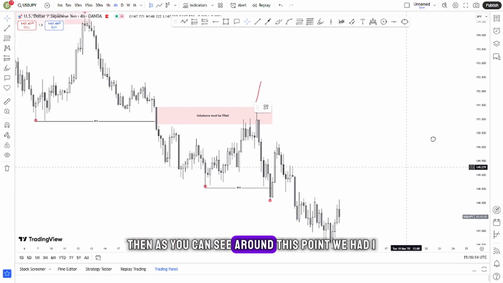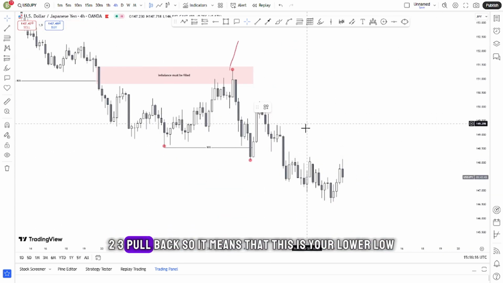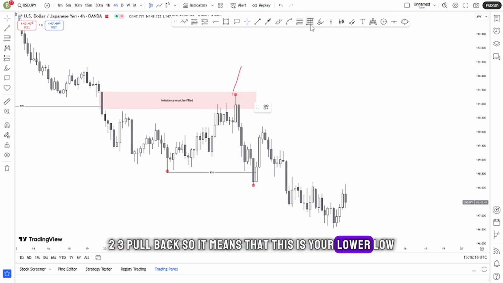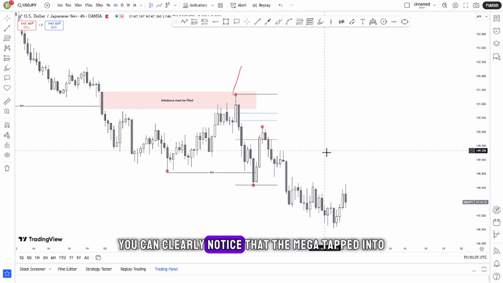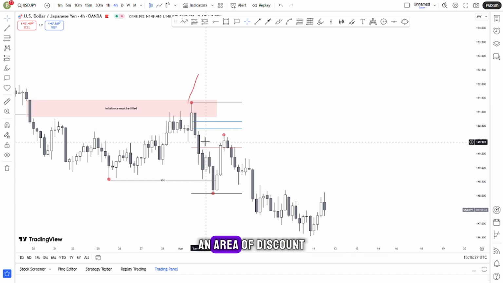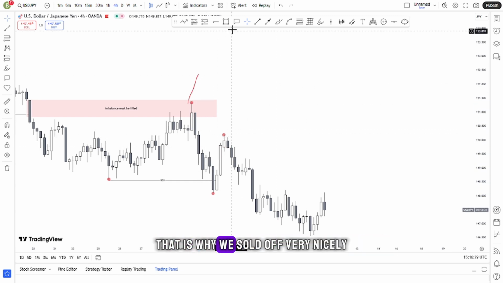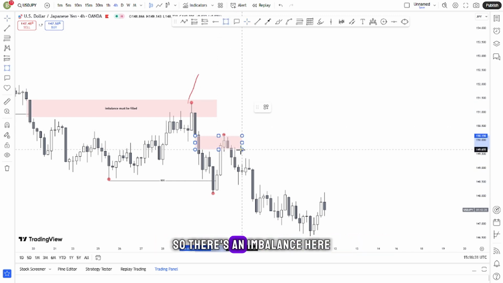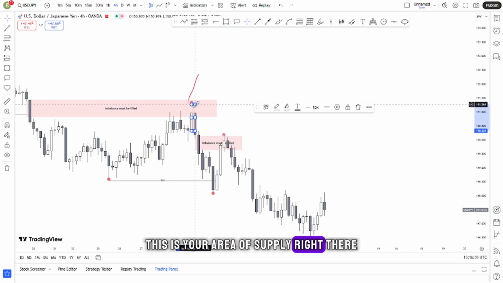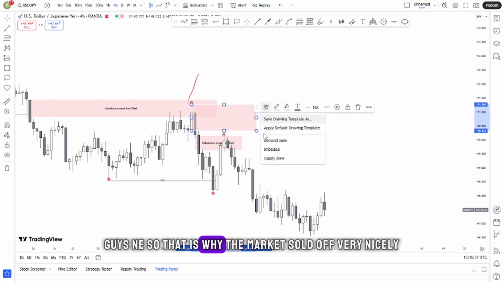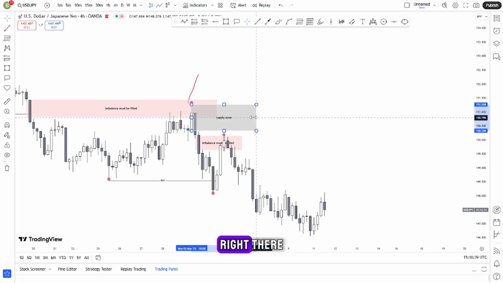Then as you can see around this point, we had a 1 2 3 pullback. So it means that this is your lower low, this is your lower high here. Even if you take your Fibonacci tool from the high to the low, you can clearly notice that the market tapped into an area of discount. That is why we sold off very nicely. So there's an imbalance here, this is your area of supply right there, guys. So that is why the market sold off very nicely right there, guys.